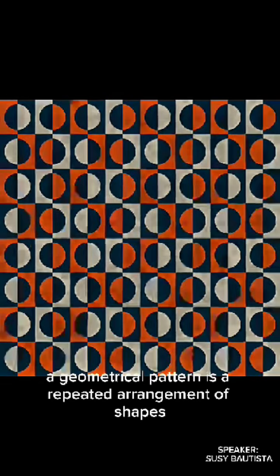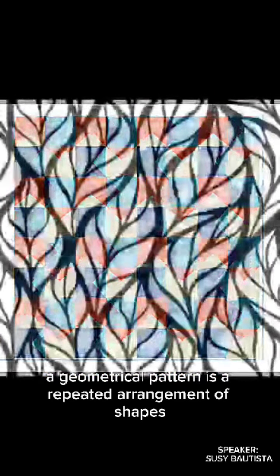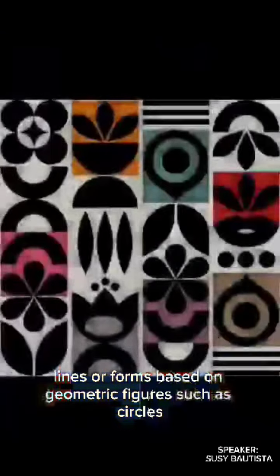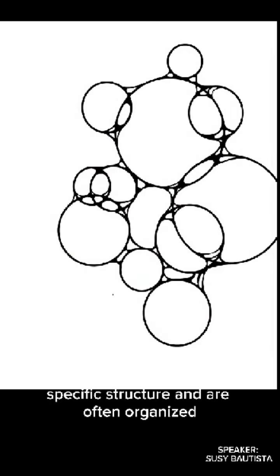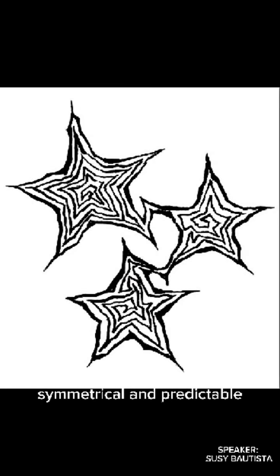Geometrical pattern. A geometrical pattern is a repeated arrangement of shapes, lines, or forms based on geometric figures, such as circles, triangles, squares, or hexagons. These patterns follow a specific structure and are often organized, symmetrical, and predictable.